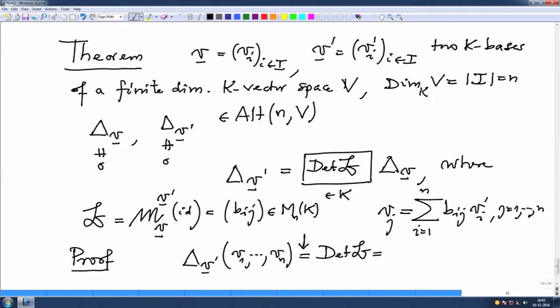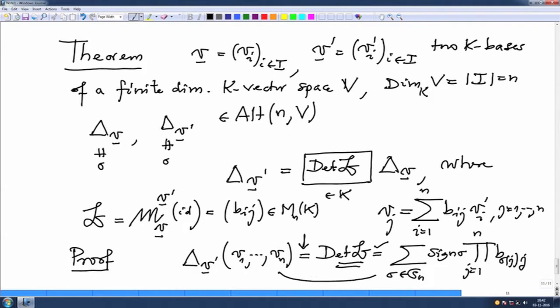So how do you do this? This is just substituting each Vj here and expanding by the generalized distributive law, and then you will get this value, that is the summation running over sigma in Sn of sign sigma times the product from j equal to 1 to n of B_sigma(j) j, but this was precisely the definition of this determinant. So this is clear, and this equality we know from the general distributive law, therefore this equality is clear. Everything is very easy.